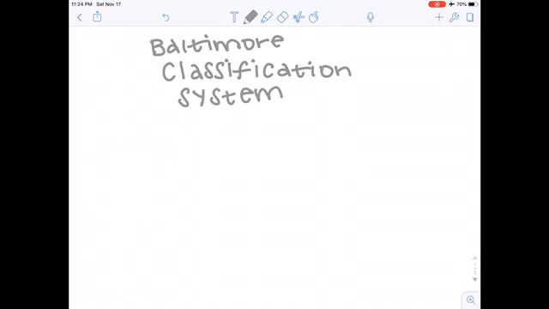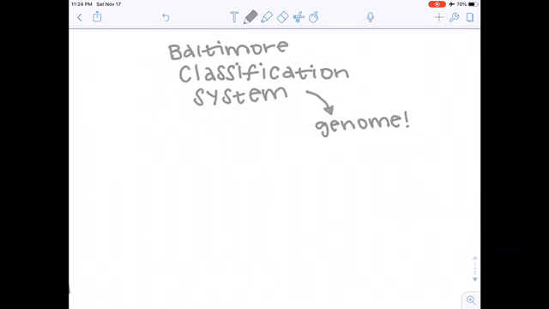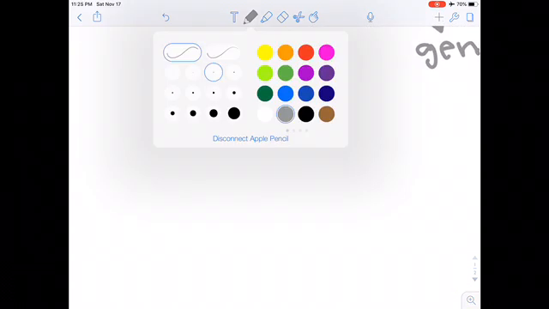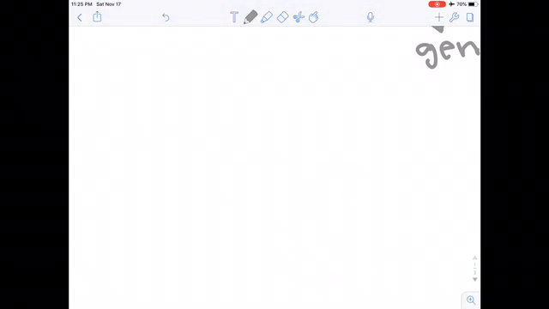Other systems might classify them based on their specific genes or what they have in common with other viruses, or maybe based on the type of host they infect. But this system is based on their genome. So there are 7 steps. I'm going to zoom in because we have a lot of information here. There are 7 different types of genomes in the viral world.